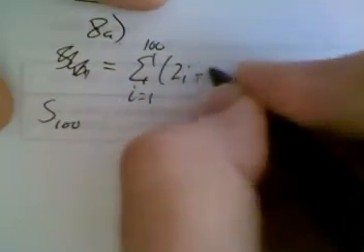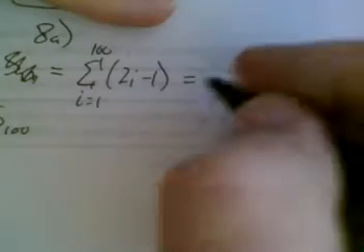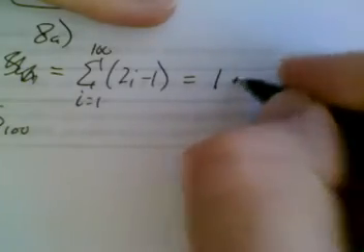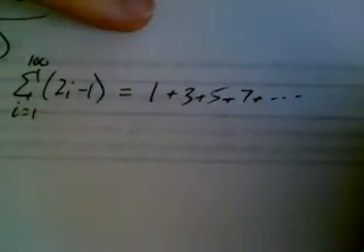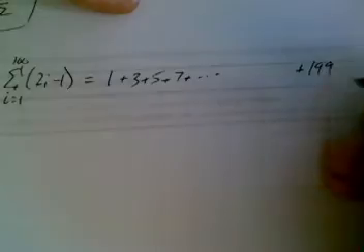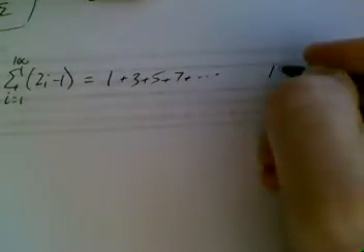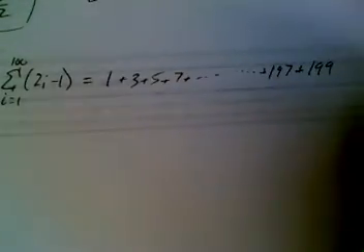And I've got this sum, the series, of i equals 1 to 100 of 2i minus 1. Now, we already wrote out a few of these terms. It was 1 plus 3 plus 5 plus 7 and so on. The last term, if we recall, when I plugged in 100, I got 199. That means the term previous to it would have been 197, and so on in this direction.